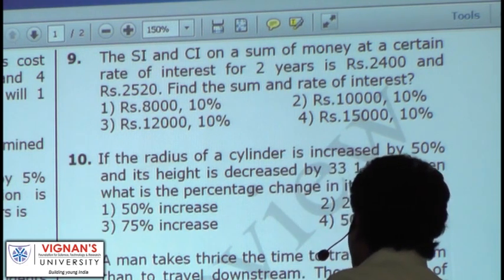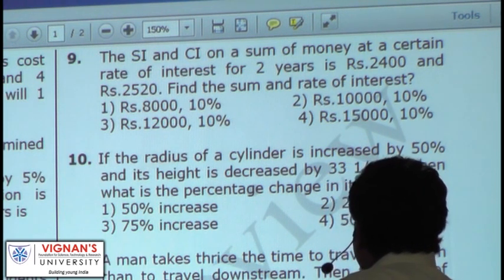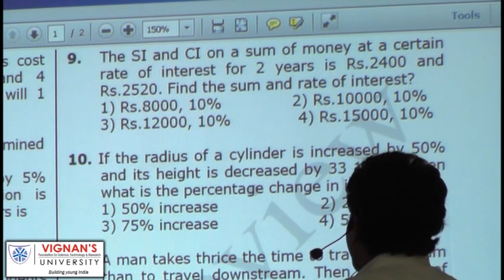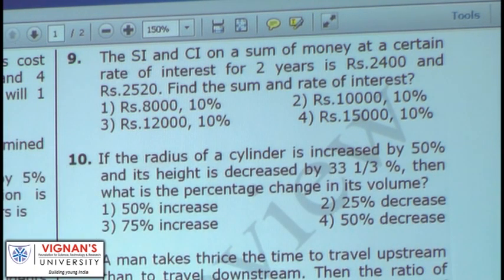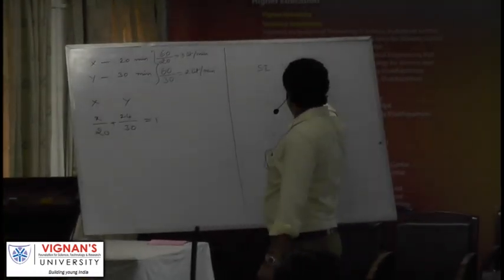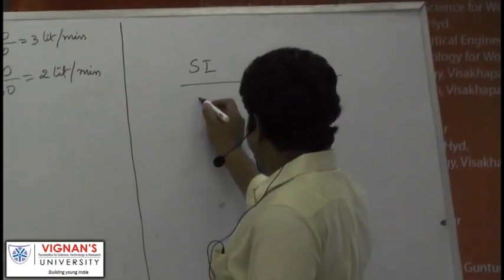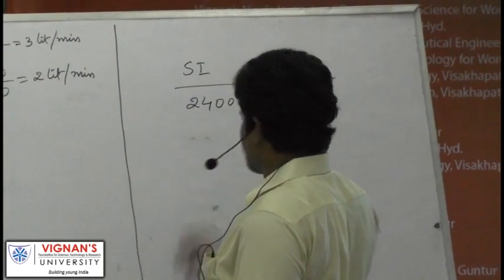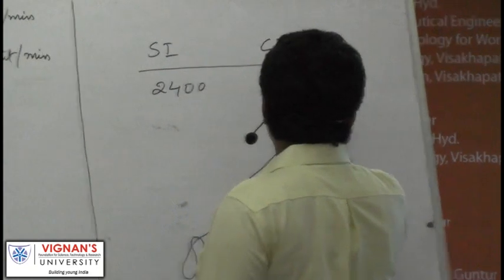Simple interest and compound interest on a certain sum of money, at a certain rate of interest for 2 years, is rupees 2,400 and rupees 2,520. Find the sum and rate of interest. See. SI, CI. For 2 years. What is SI for 2 years? 2,400. What is CI? 2,520.